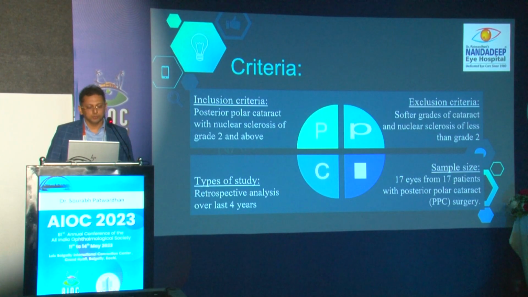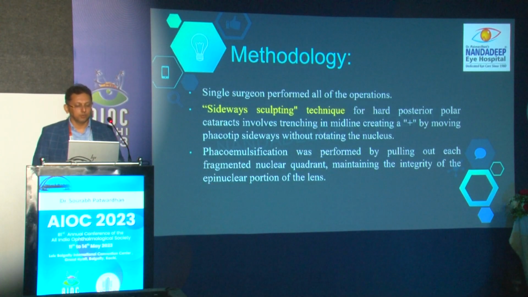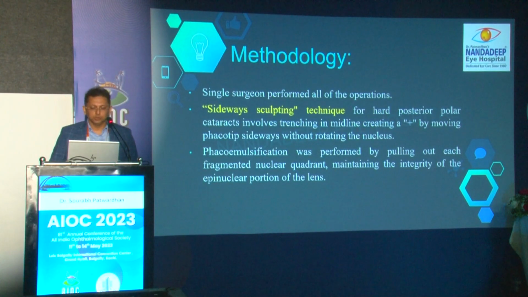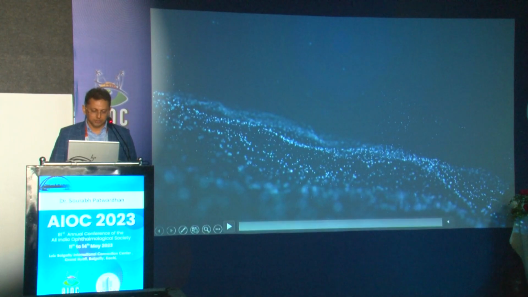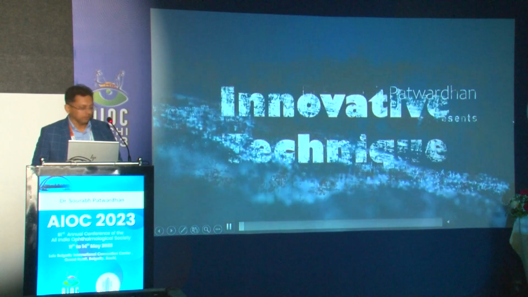We included posterior polar cataracts with nuclear sclerosis of grade 2 and above, and excluded anything with nuclear sclerosis less than grade 2. This is a retrospective analysis of the last 4 years. 17 eyes of 17 patients with posterior polar cataract were included in the study. A single surgeon performed all the surgeries, and I will show the exact method using the video, so it is better than giving description. Let's hope the video plays.